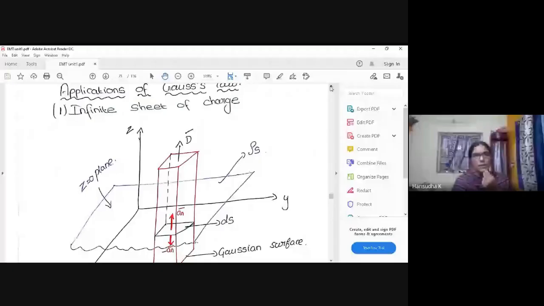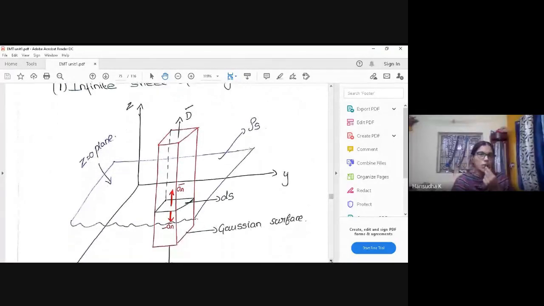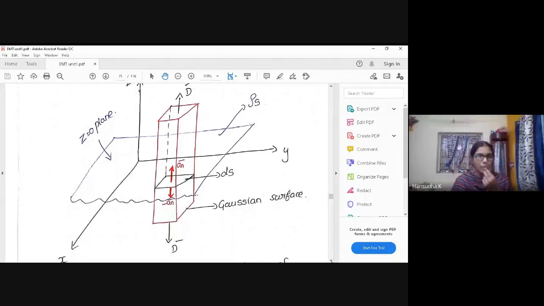So the first application of Gauss law is the infinite sheet of charge. Here we are taking a sheet of charge in the xy plane. You can see this is a sheet of charge. Follow my cursor. This is the sheet of charge, which I am choosing in the xy plane.